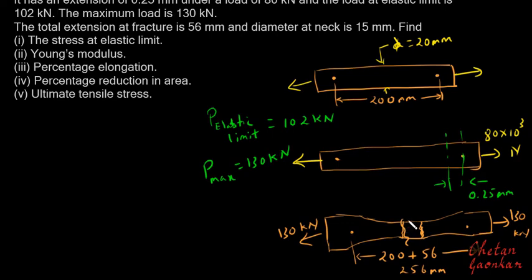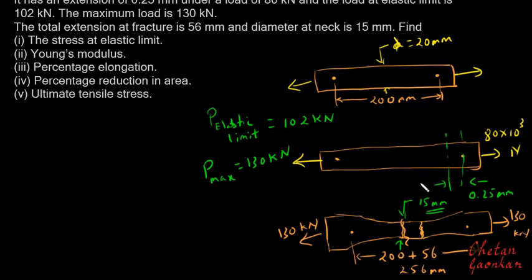And how much will be the diameter? He has said that this diameter here will be only 15 mm. What was the original diameter? It was 20 mm, but after this excessive loading of 130 kN, the diameter will decrease, right? And the diameter decreases to 15 mm. So from 20 mm, the diameter goes to 15 mm.